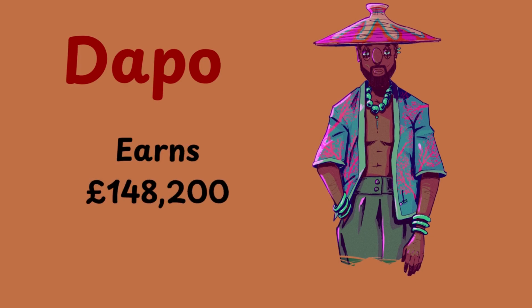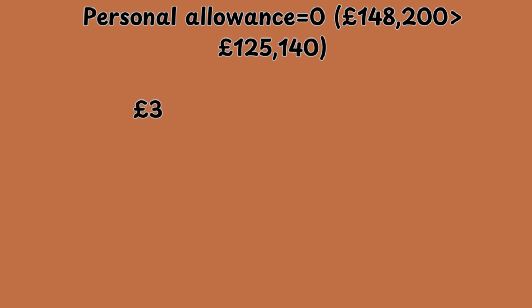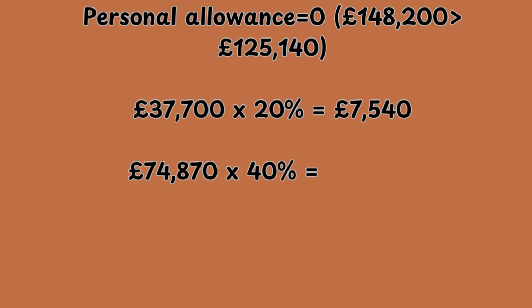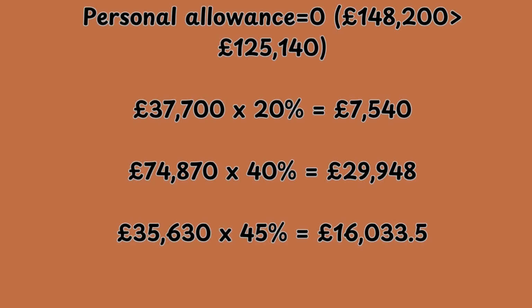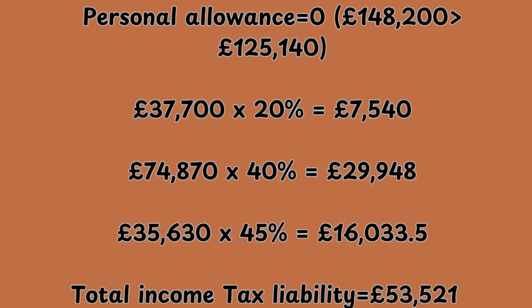Next is Dakpo, who earns £148,200. His personal allowance is reduced to zero because income over £125,140 removes it, and so his first £37,700 is taxed at 20%. The next £74,870 is taxed at 40%. And the remaining £35,630 is taxed at 45%. This will bring his total income tax liability to £53,521.50. This will be rounded to the nearest whole number, and therefore he owes £53,521.